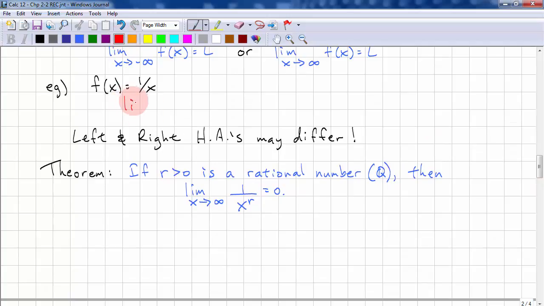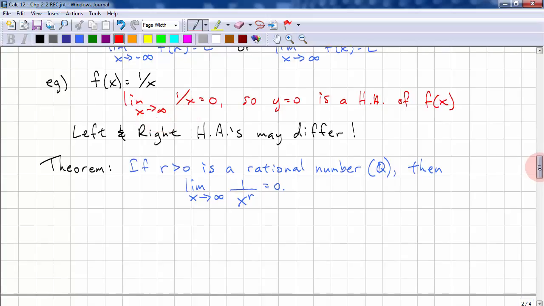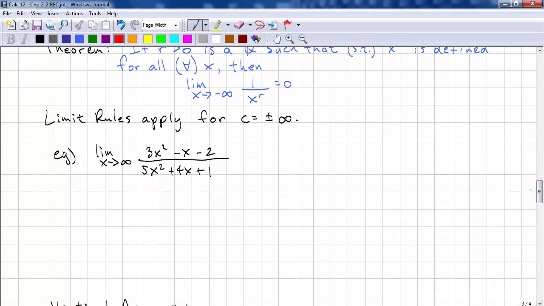Now we just take the limit. X approaches infinity, 1 over x equals 0. So y equals 0 is a horizontal asymptote of f of x. And we can do a similar argument at negative infinity. Now, the limit rules apply for c is equal to plus or minus infinity, but we're not looking at the definitions that show this.